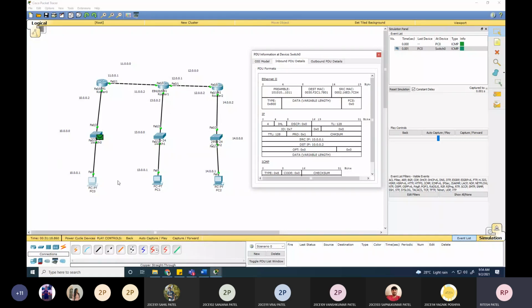The packet goes from here to here, and inside the packet there are these tables. What I told you, it's a sequence of zeros and ones. So these sequences of zeros and ones are shown in the form of a packet.